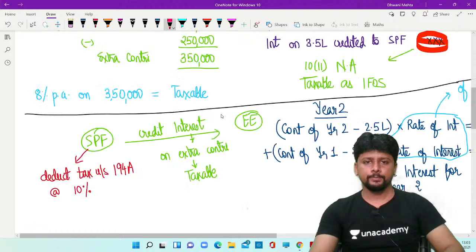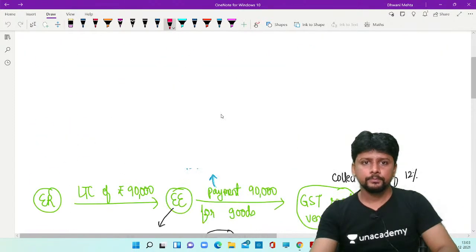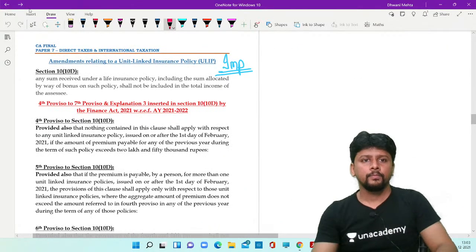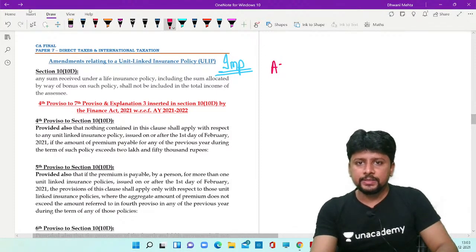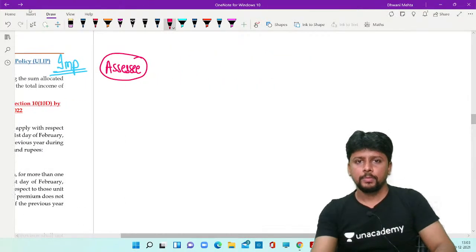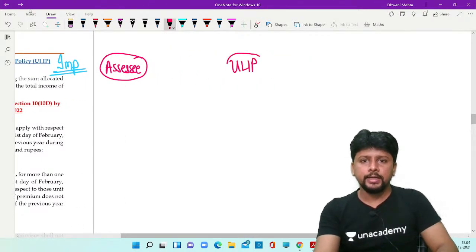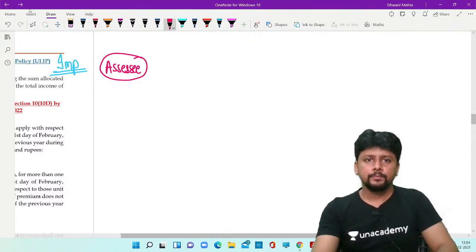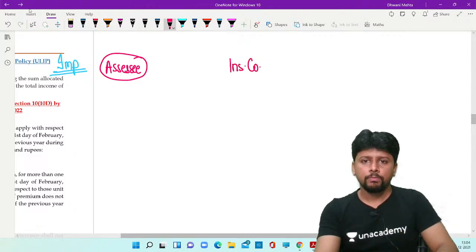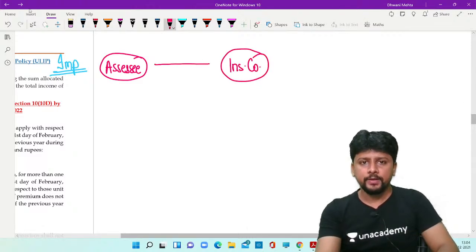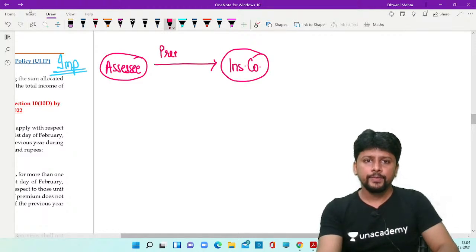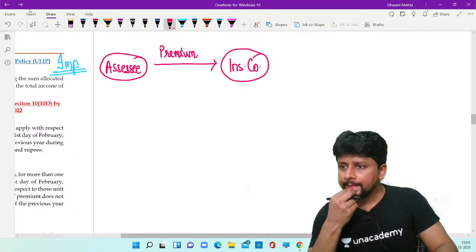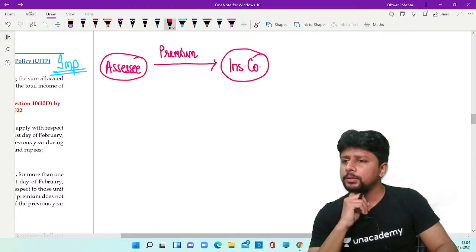Now let me clarify something. I am an assessee. I purchase a unit linked insurance policy. So, on the other hand, this is an insurance company. I will pay a certain amount as premium.